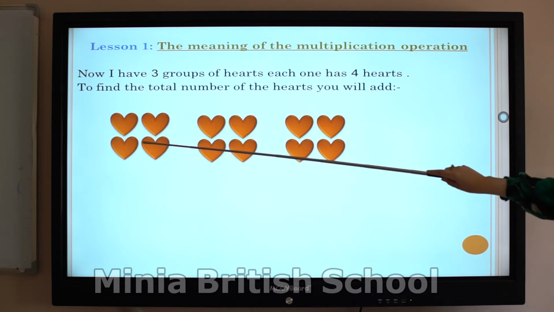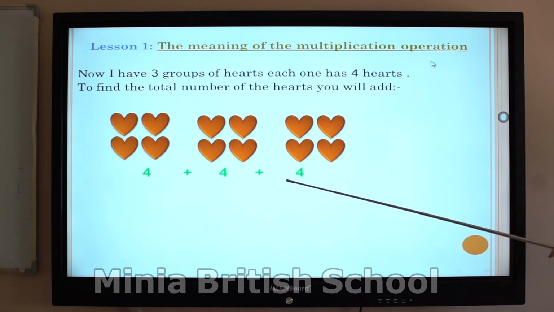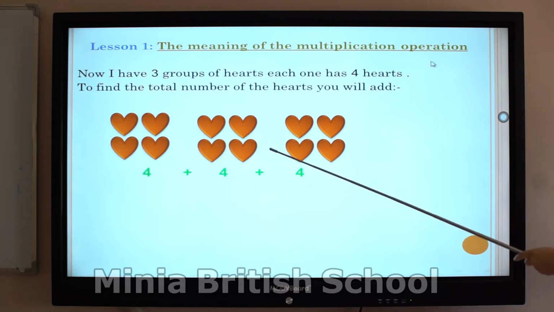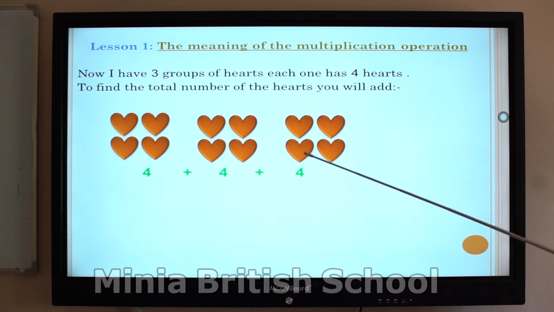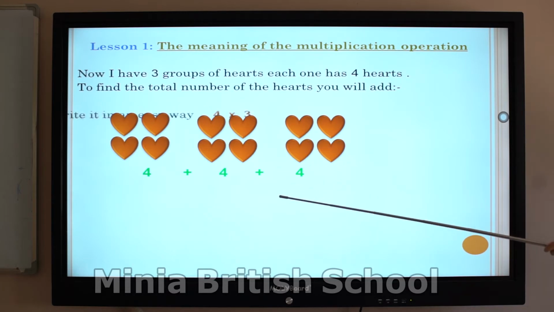Here, 4 hearts plus 4 plus 4. 4 plus 4 plus 4. It's long. I want to put it in a short or an easy way.